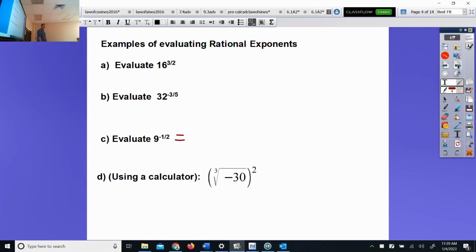Well, then, here are examples of evaluation. I'm a little old school. I like to do things by hand. I think if you understand how things look as radicals, it'll greatly help you understand what's actually going on. 16 to the 3 halves. Rewrite that as a radical.